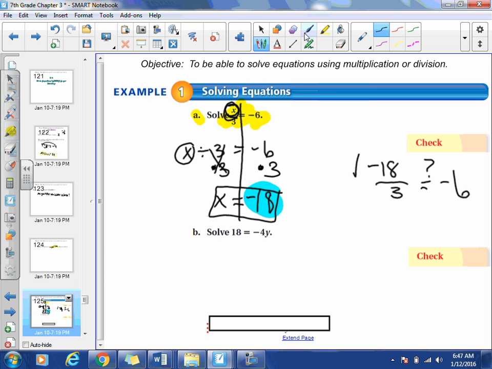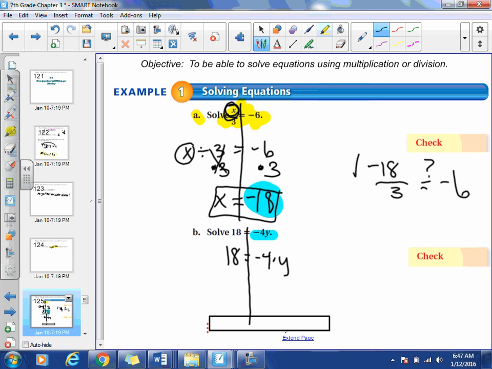Let's go to part B. Solve 18 equals negative 4 times y. Remember, a number right next to a variable means times. So that says negative 4 times y. If you would rather write it out like this, 18 equals negative 4 times y, you can.